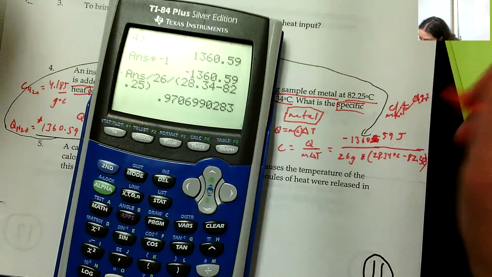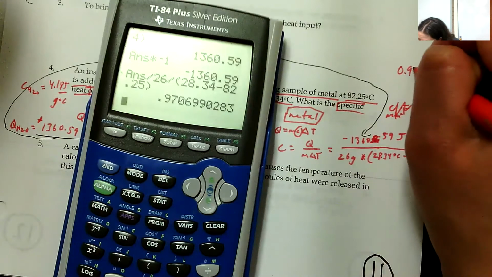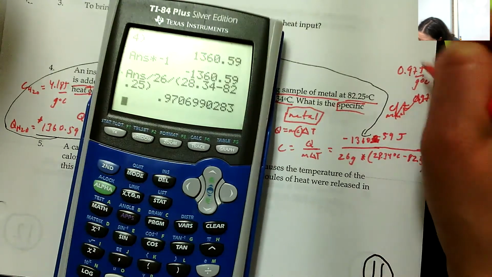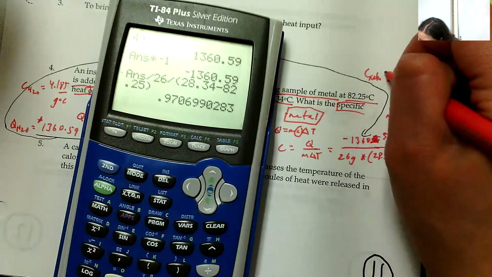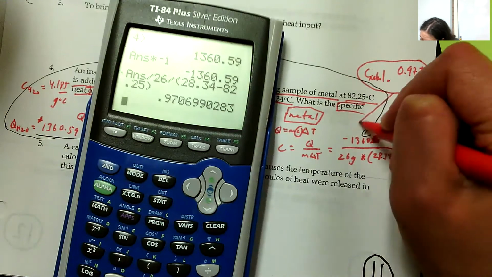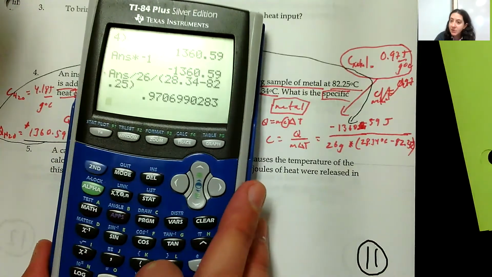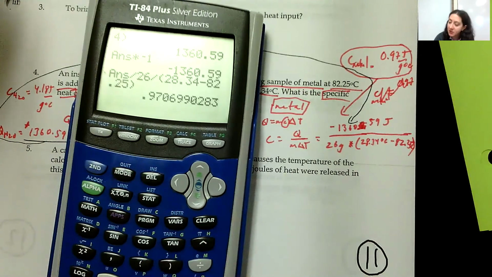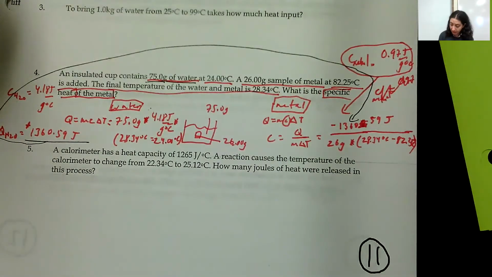Oh, God, you guys can't read that at all, can you? We'll put it up here. 0.97 joules per gram degree Celsius is equal to the C of the metal. So that's the answer, which seems reasonable to me. Metals being around 0.97 seems pretty reasonable. Water is way higher. Metals tend to be less than 1, so that's about right. So that's a calorimetry problem.